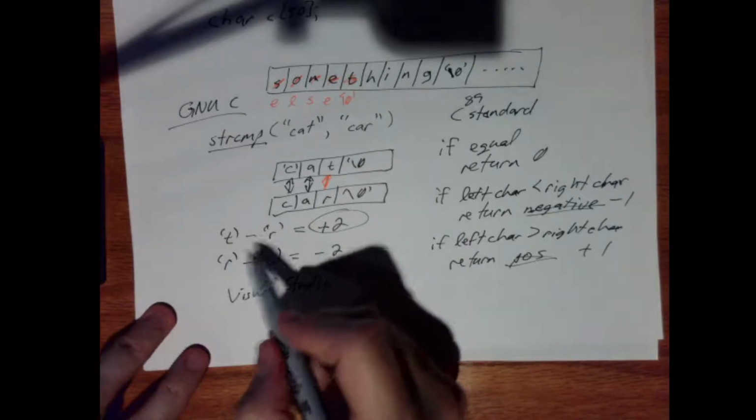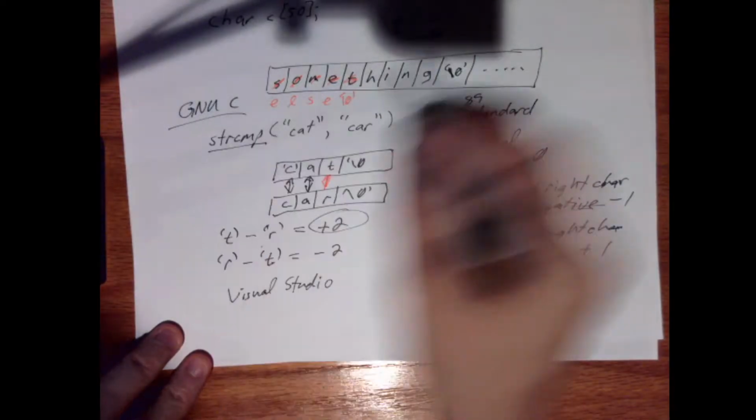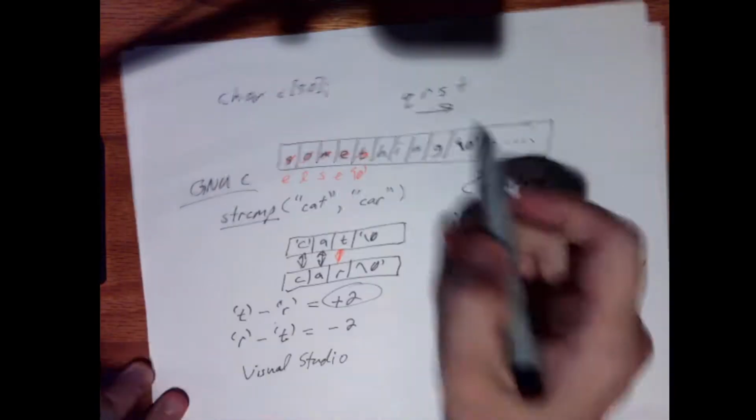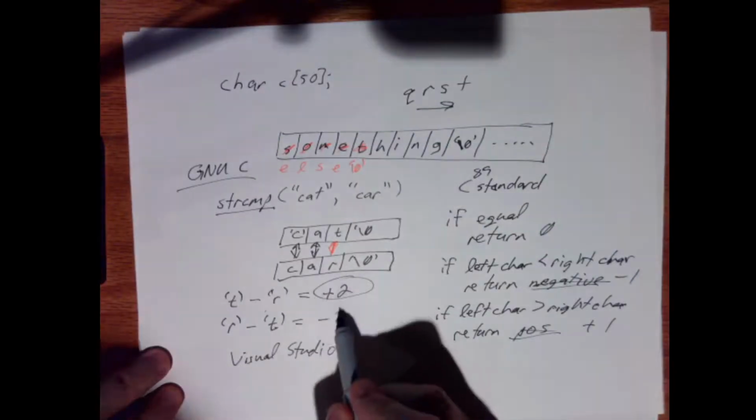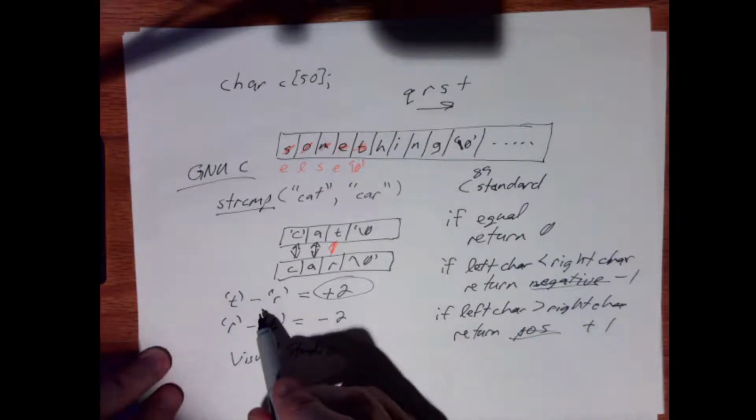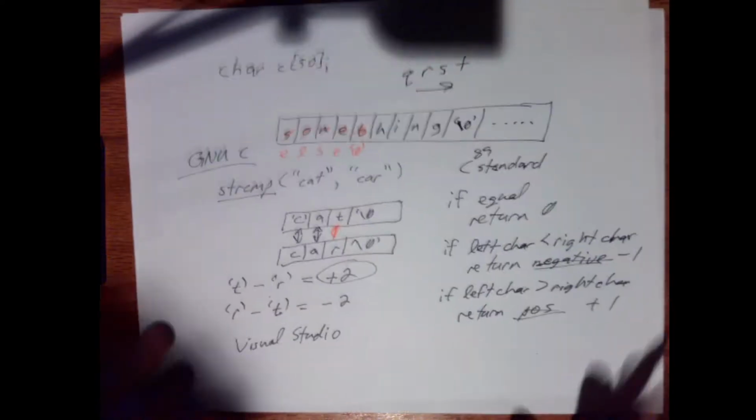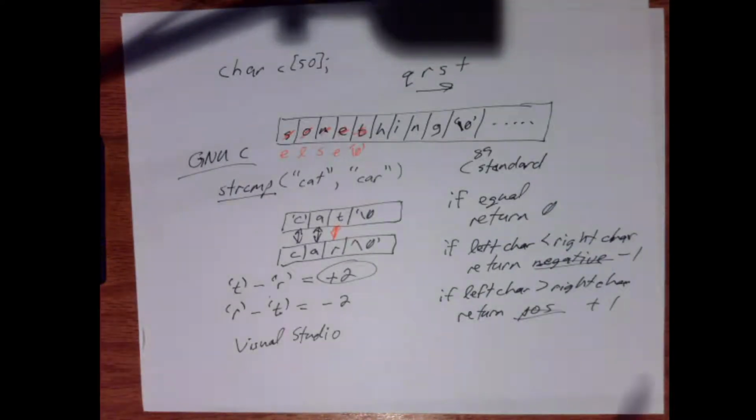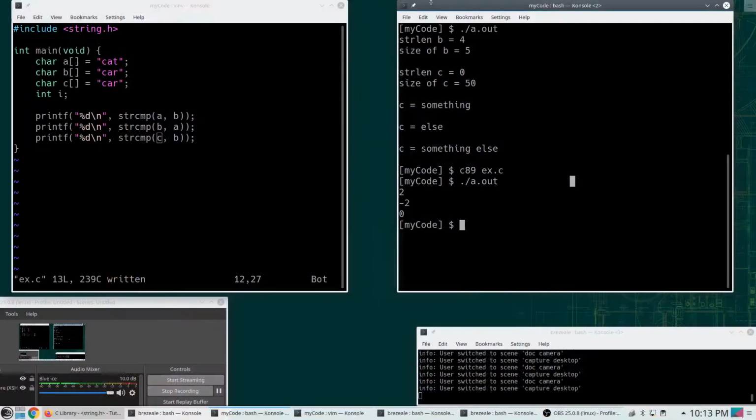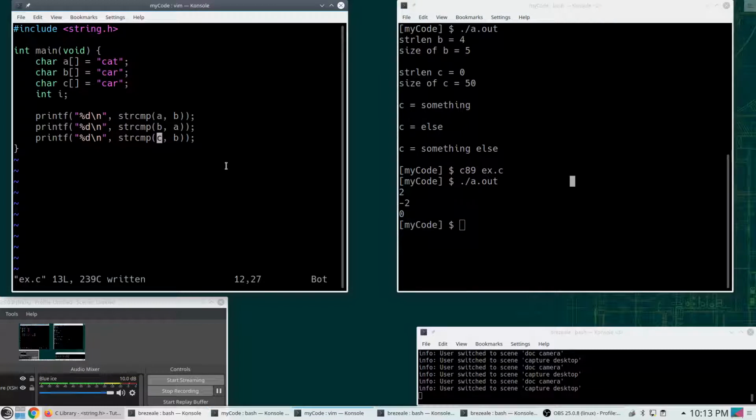All right. Now, if I had 2 characters next to each other in GNU C, like S and T, then they do differ by plus or minus 1 depending on the order. But I can't count on that working the same way in Visual Studio, so don't do that unless you know that's really what you're trying to achieve. So that's how that works. So this is used a lot if you want to sort strings. You want to compare the characters. All right? So let's look at one last thing.